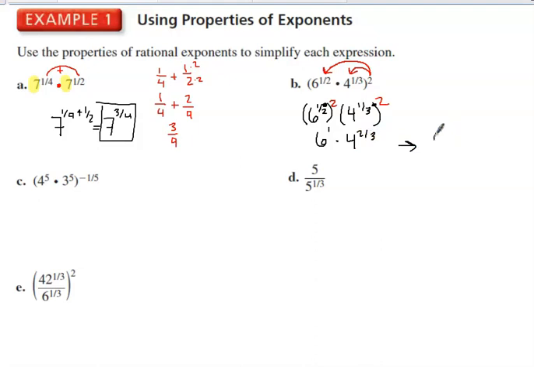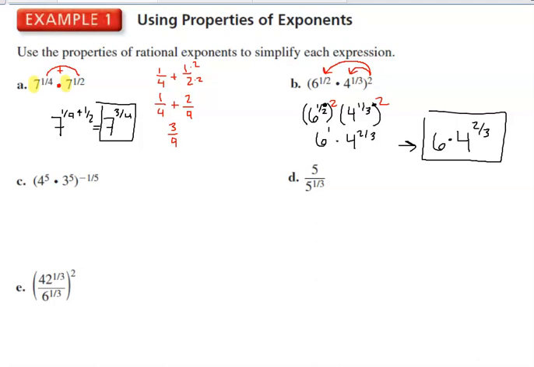So this just becomes 6 times 4 to the power of 2/3. And that's as far as we can go. We cannot multiply because in our order of operations, the exponents must come first. So if you did want to simplify, we would have to simplify the exponent first and then multiply. But we don't need to do that. We can go ahead and leave it as exponents.